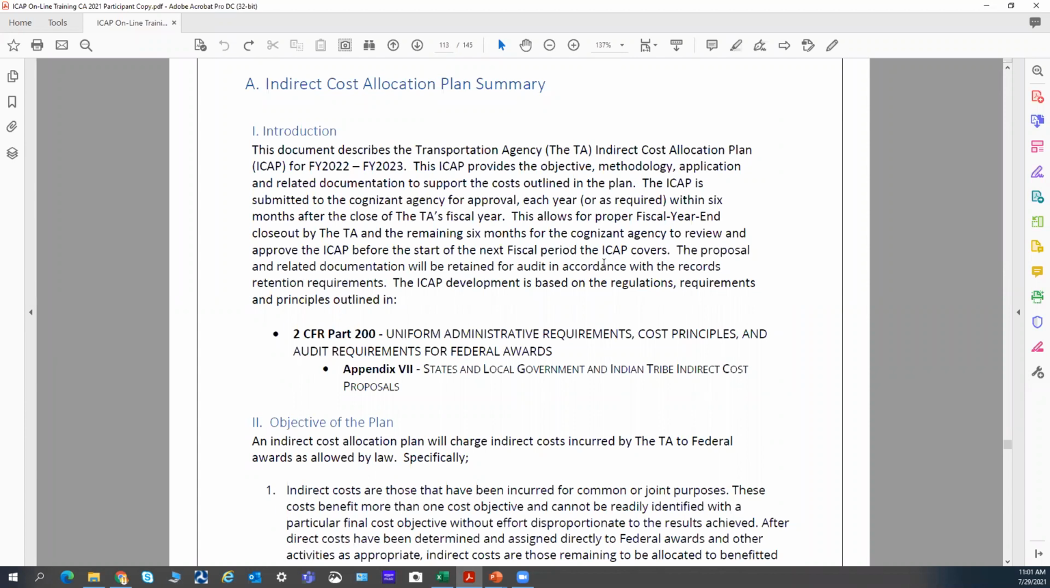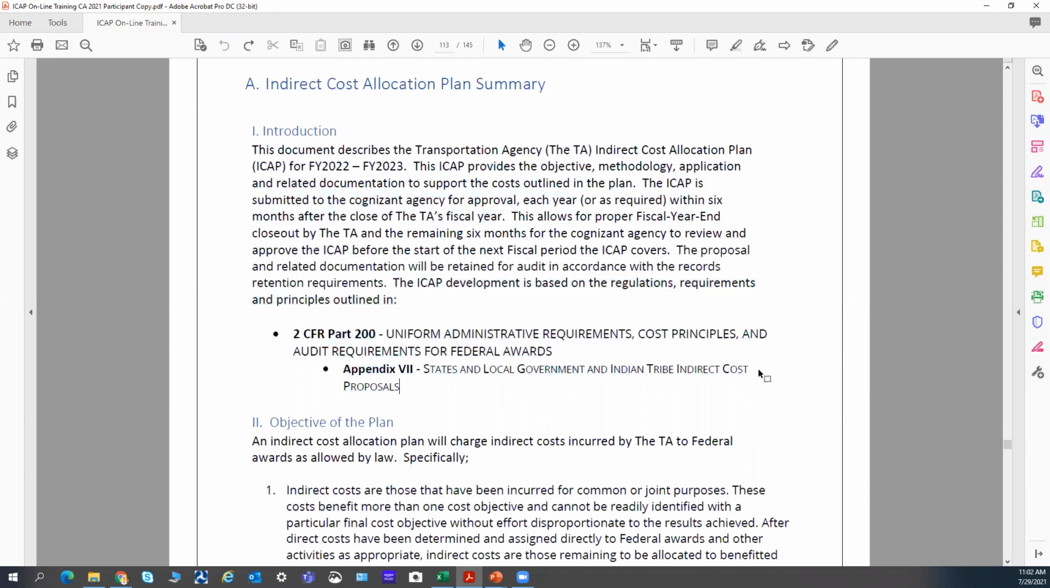They pull a lot of information out of Appendix 7 here. It says right here, the ICAP is submitted for agency approval each year as required within 6 months. So they've recognized that and actually included it in the package. They're making a statement in this package that basically it's developed within the regulations and requirements. And then they've outlined 2 CFR 200 and also Appendix 7 to be specific.